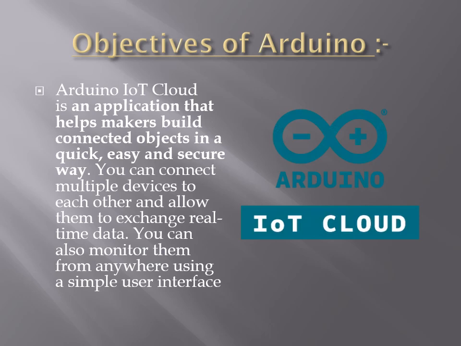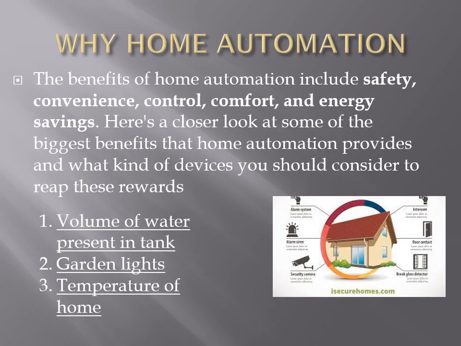Next, coming to the objectives of Arduino. Arduino IoT Cloud is an application that helps makers build connected objects in a quick, easy, and secure way. And why home automation? The benefits of home automation include safety, convenience, control, comfort, and energy saving. Here's a closer look at some of the biggest benefits that home automation provides and what kind of devices we should consider to reap these rewards. Volume of water present in the tank and garden lights, temperature of home.